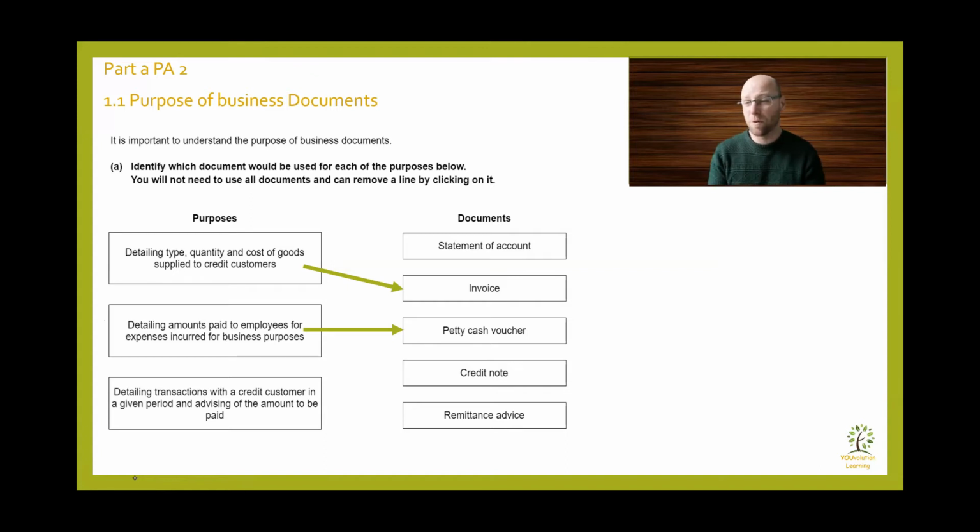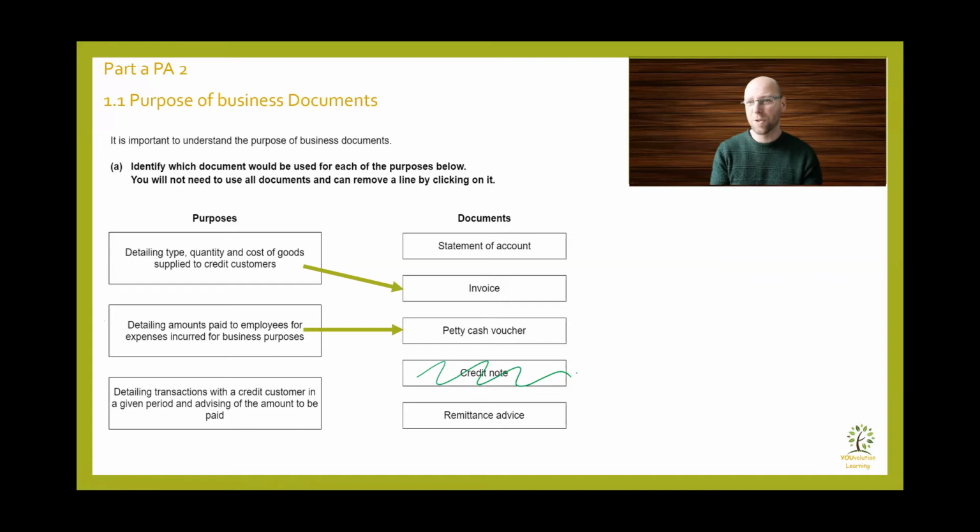So remember, a credit note is something where there's been an error on an invoice, or there's been an issue with the goods or service that we have provided, so we generate a credit note to reduce the amount that the customer owes us. That's not what this purpose is explaining here, so we can rule out credit note at this stage. So that leaves us with a statement of account or remittance advice.